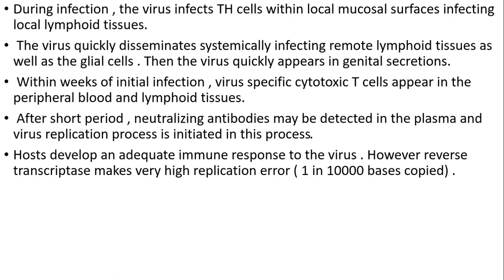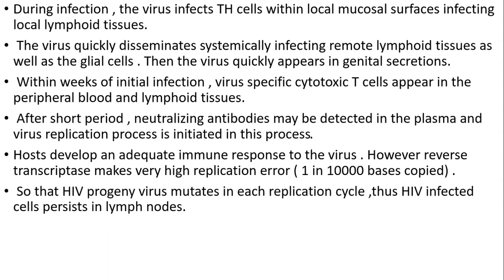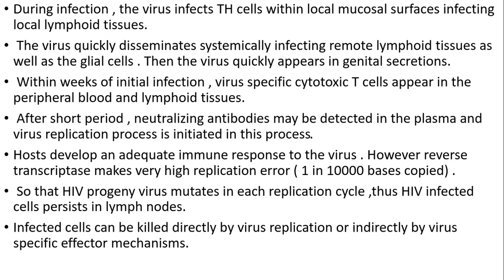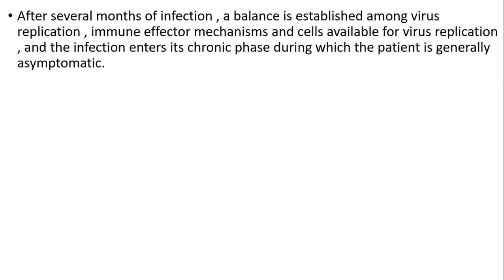Hosts develop an adequate immune response to the virus, however reverse transcriptase makes very high replication errors, so HIV progeny virus mutate in each replication cycle, and thus HIV-infected cells persist in the lymph nodes. Infected cells can be killed directly by virus replication or indirectly by virus-specific effector mechanisms. After several months of infection, a balance is established among the virus replication, the immune effector mechanism, and the cells available for virus replication, and the infection enters the chronic phase during which the patient is asymptomatic.